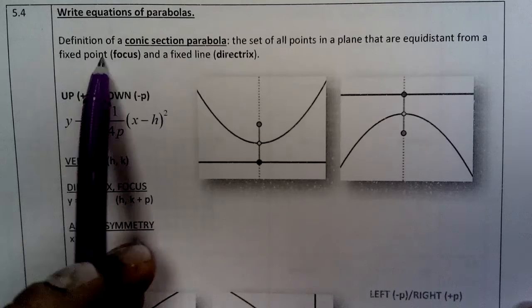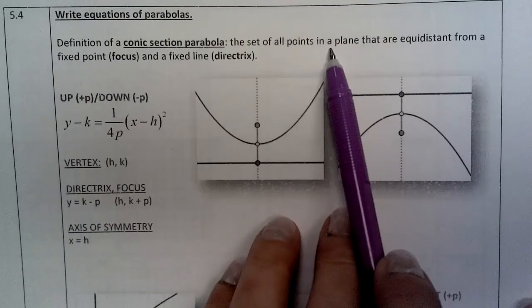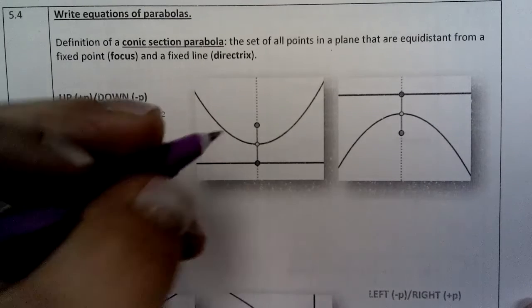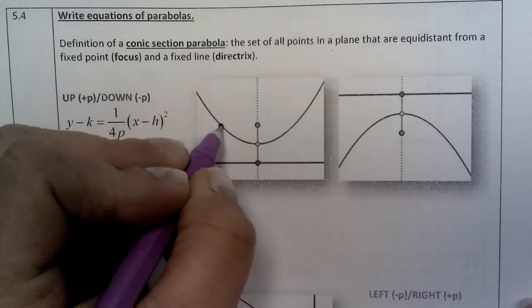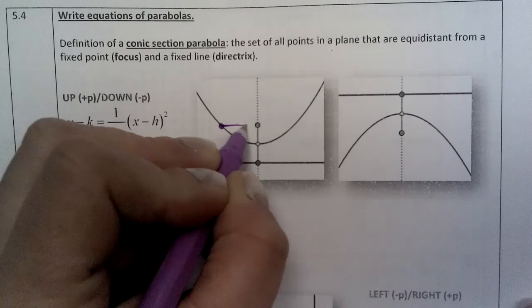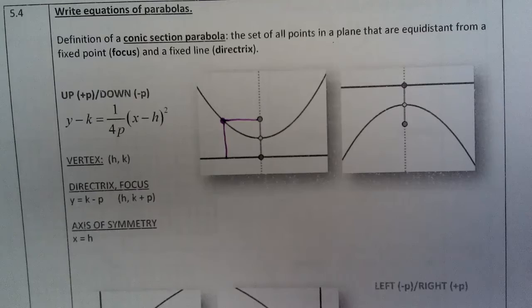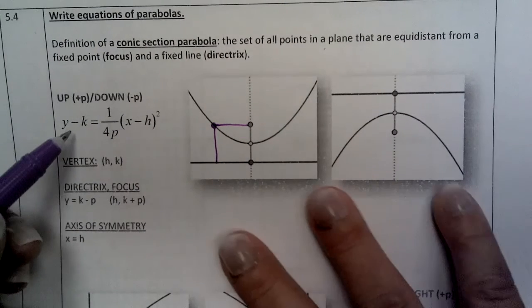So the definition of a conic section parabola is the set of all points in a plane that are equidistant from a fixed point and a fixed line. In other words, this point right here is the same distance to the focus as it is to the directrix. So let's talk about the formula.